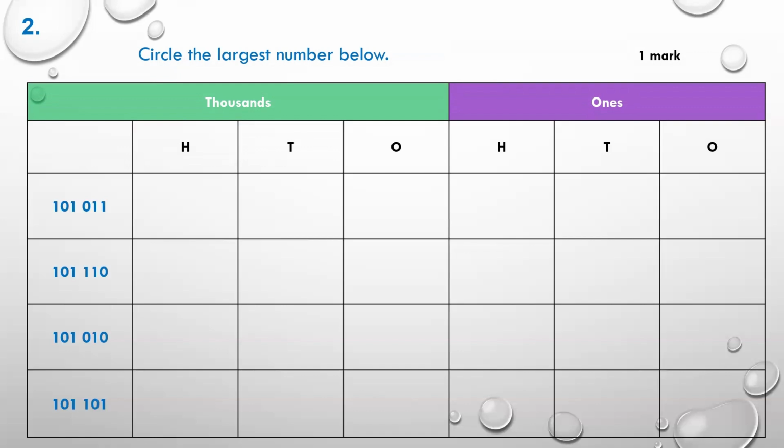I will start on the left-hand side. In the first number, there is a 1 there, so we can bring up a 1. That tells us it has 100,000.